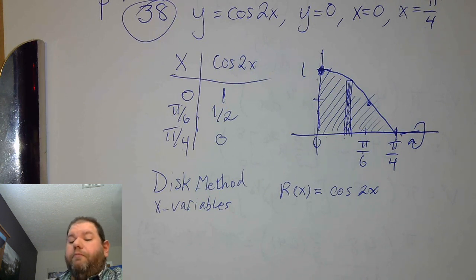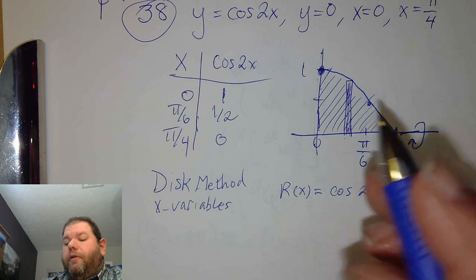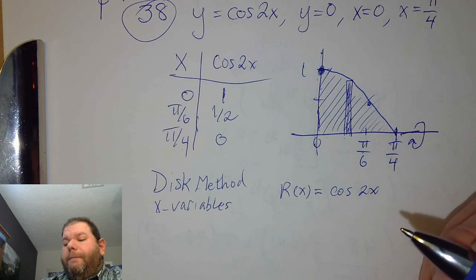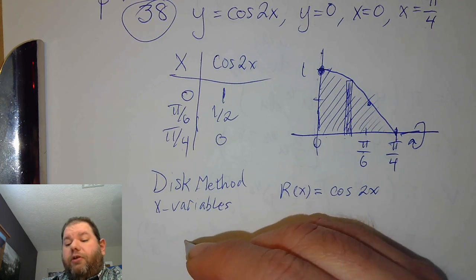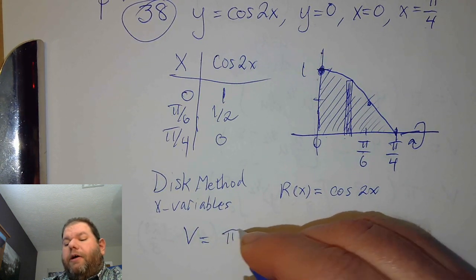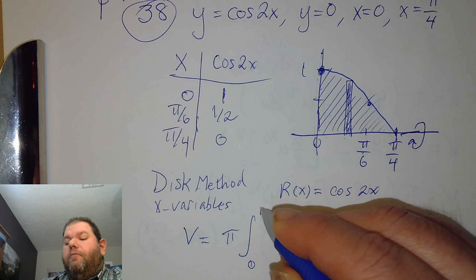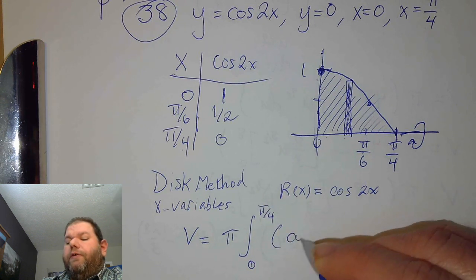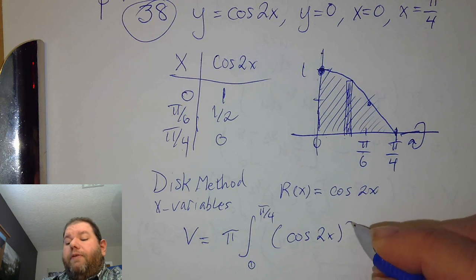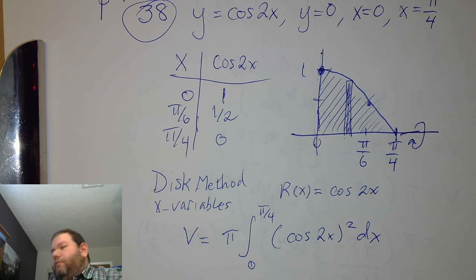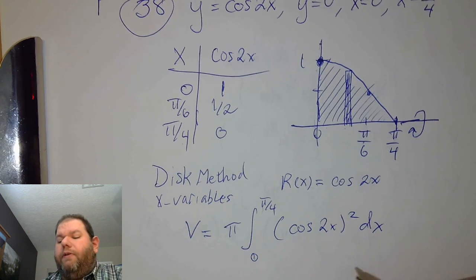So from there, we set up our integration. So our volume is pi. We'll integrate from 0 to pi over 4. And we have cosine of 2x in parentheses squared dx. So from here, we'll go ahead and square, so we know we have cosine squared of 2x.